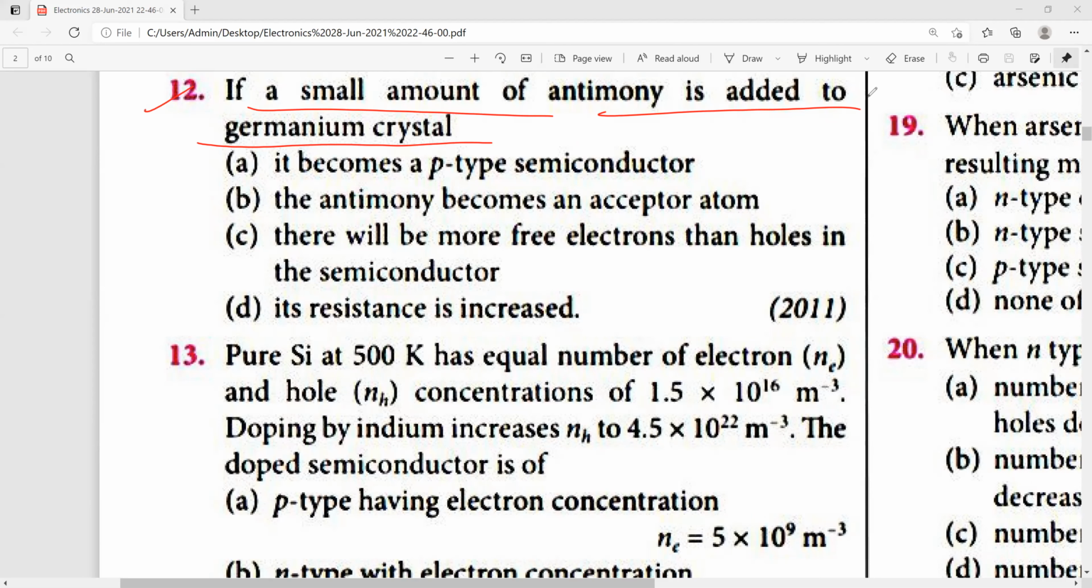When a small amount of antimony is added to a germanium crystal, the crystal becomes N-type. In an N-type semiconductor, electrons are the majority charge carriers and holes are the minority charge carriers. Therefore, for the 12th one, the third option is the right one.